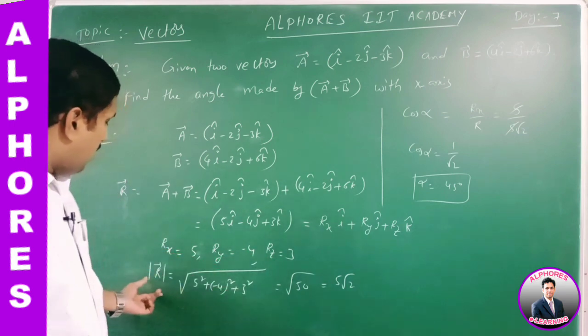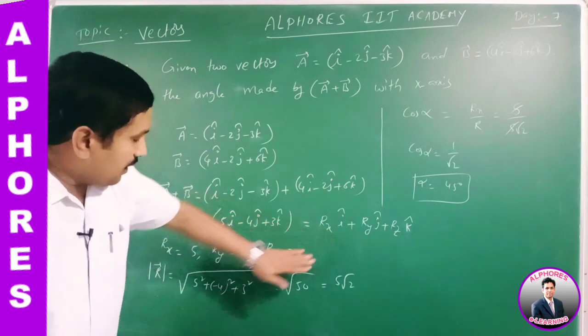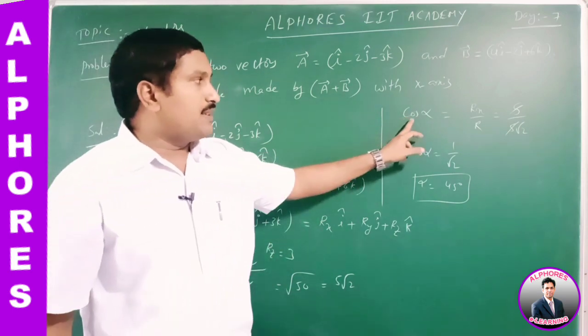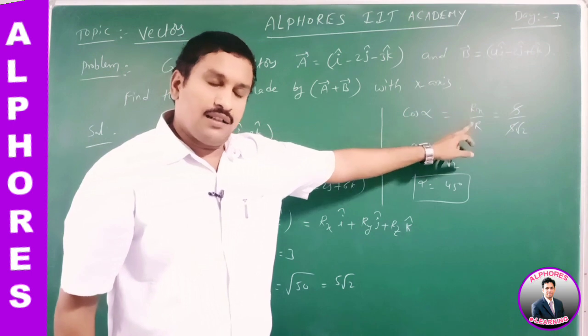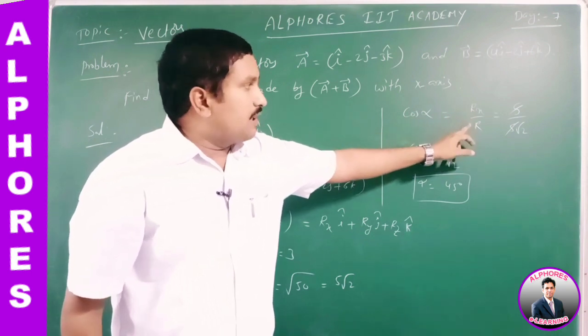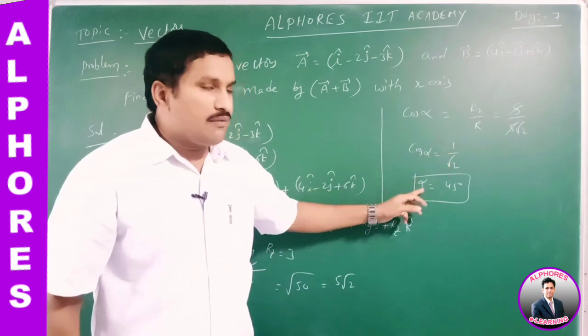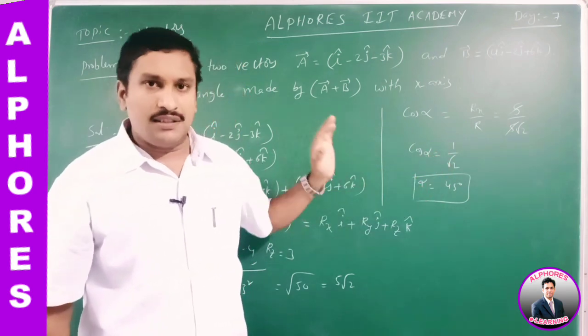Now after getting this resultant vector, I have to find the magnitude also. Why? Because in order to find the directional cosine, as per the definition, it is the x coefficient divided by the total resultant. The resultant of the vector is 5 by 5 root 2. Cos alpha is equal to 1 by root 2, which means alpha is equal to how much? 45 degrees. Okay, this is the method.